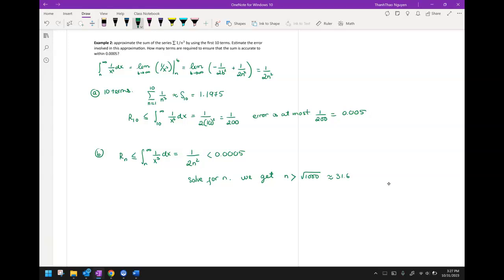So this means if we want the sum to be accurate within 0.0005, then we have to use 32 terms. So we need 32 terms.